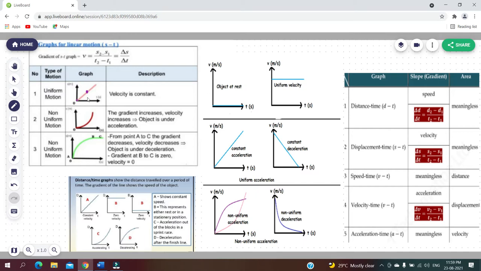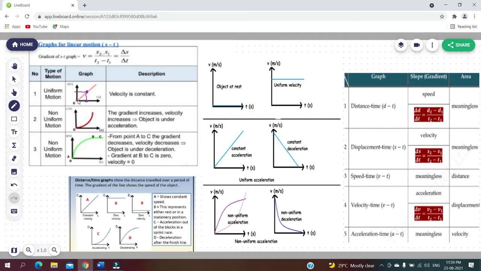Now what will we do? Draw a perpendicular line from this point to the time axis, and note down the value of time here. So this will be equal to t2. Now draw a perpendicular line to the displacement or vertical axis and note down the value of displacement here. This will be equal to s2. So s2 is known to us now, t2 is known to us.